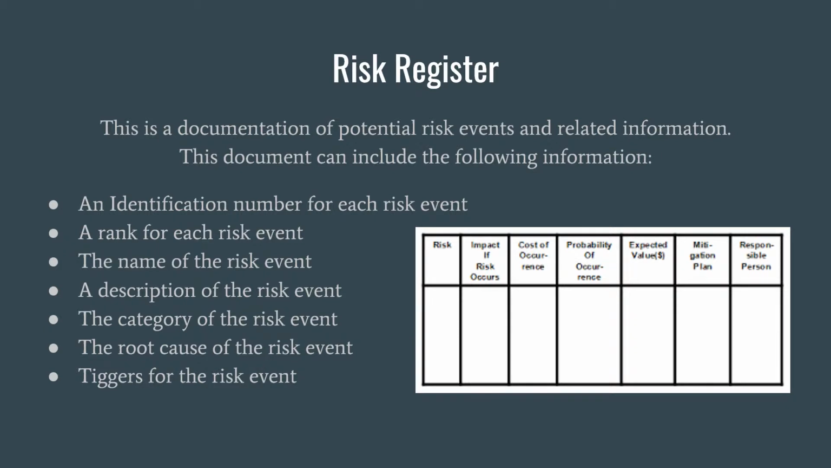Once these techniques of risk identification are employed, a list of identified risks is created. This list will be used to create a risk register. A risk register is a document of potential risk events and related information. This document can include the following information on all potential risk events: an identification number, a rank, the name of the risk, a description, the category, the root cause, and triggers.